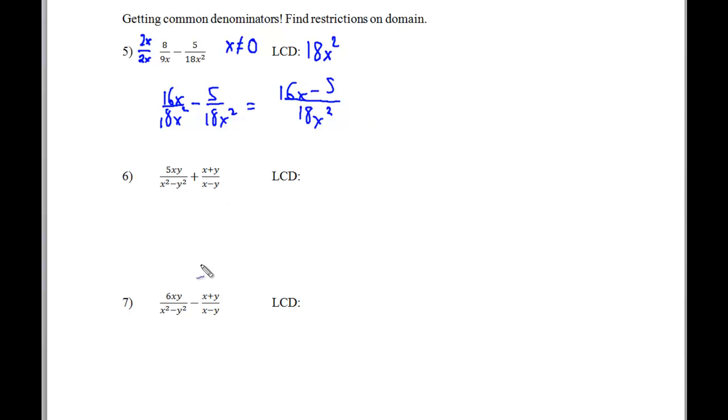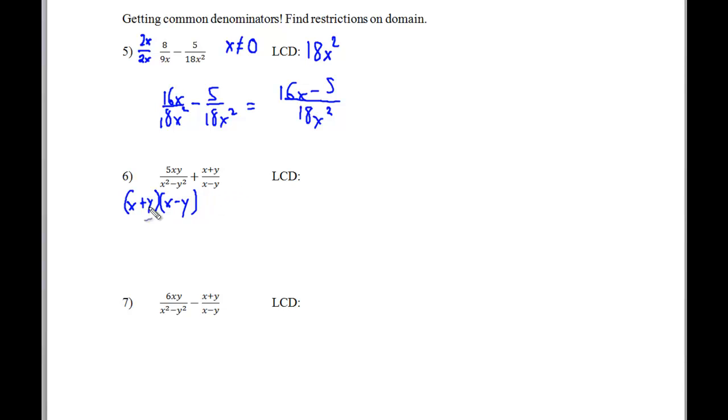Now, since I have an x and y in my next two answers here, I don't have to worry about finding my restrictions on domain. I just have to make sure my x's and y's aren't opposites. But let's try to find out what my least common denominator is. X squared minus y squared can be factored into what? X plus y, x minus y. So you'll notice that one of my fractions has a denominator of x plus y, x minus y, and my denominator here just has an x minus y.